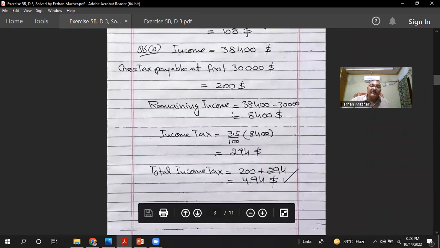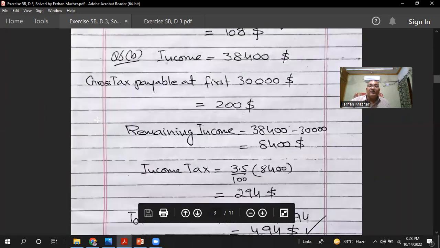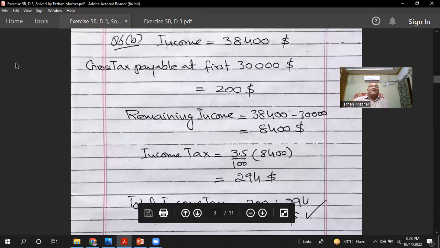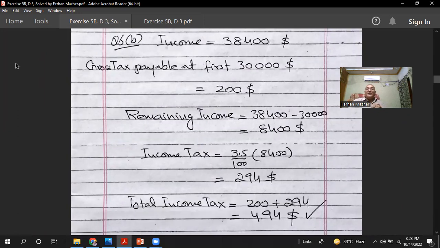Let me reduce the size so you can see. I hope you can see now the whole question. Question number 6. The question number 6B part is showing up on your screen, and I hope you understand.